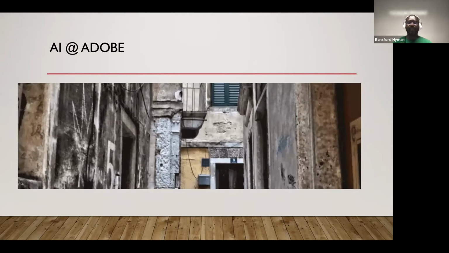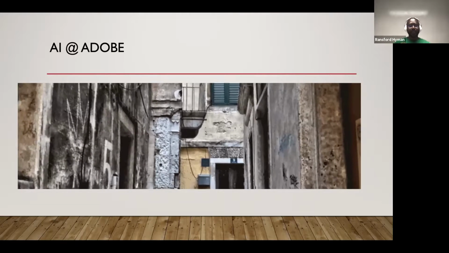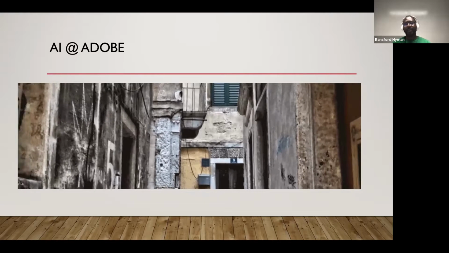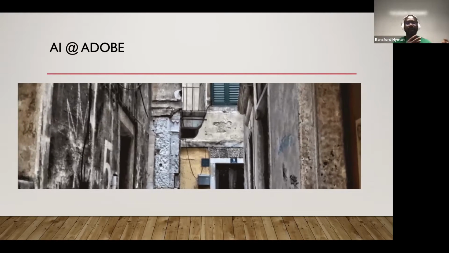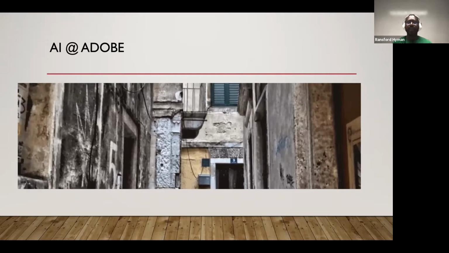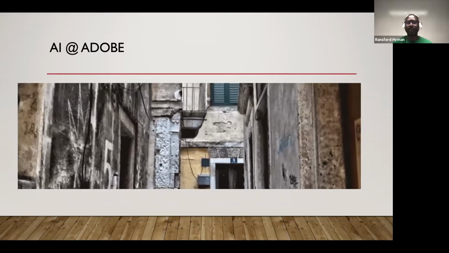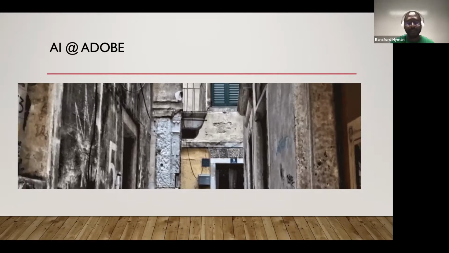Then here we have something in Photoshop Elements called Moving Photos, where you may take a photo and give it a Ken Burns effect, where it's actually moving. This is also being done on device, utilizing on-device machine learning.